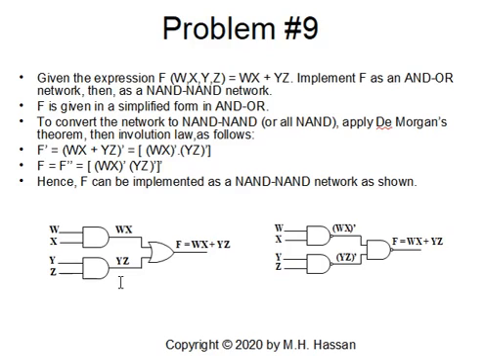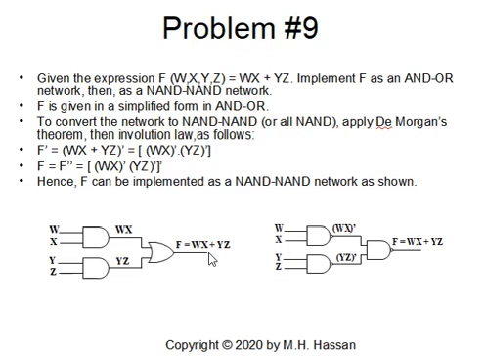Problem number 9: we are given the function WX or YZ, and would like to implement the function as AND-OR. Well, the function does not need simplification. WX and YZ are AND gates, and we take the outputs of those AND gates to an OR gate to implement it. So I have WX as the output of an AND gate, and YZ as well, and the output F, which is WX or YZ.